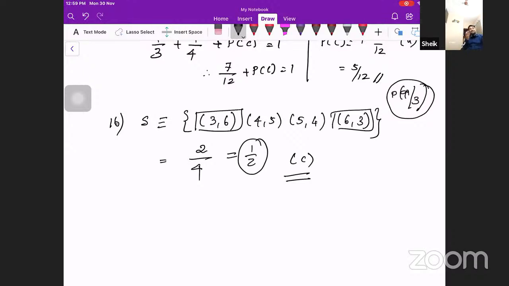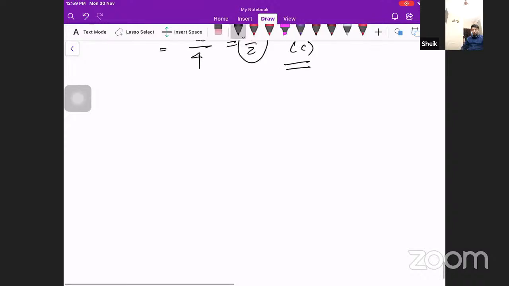So what you have to do? Sum is 9. If the sum is 9, what should be done? 3, 6; 4, 5; 5, 4; 6, 3. This is what sum is 9. There are 4 possibilities. Out of 4 possibilities, 2 possibilities are having one number as 3. So directly I can write 2 by 4. Why should I use the formula? It is 1 by 2.